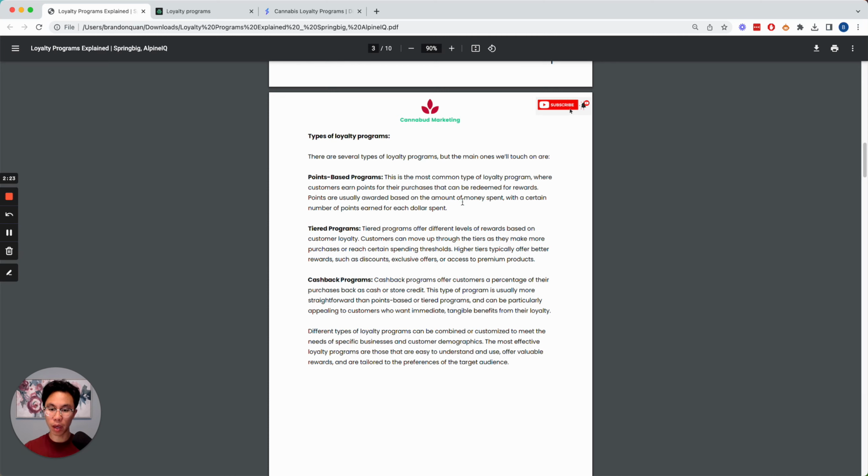So these three main ones: points-based rewards where you get points per purchase, tier programs where you get exclusive offers or discounts based on how much you purchase in the tiers of whatever company you're buying from, and then the third one is cashback programs where you get X percentage of cashback or store credit based on the amount that you spend.